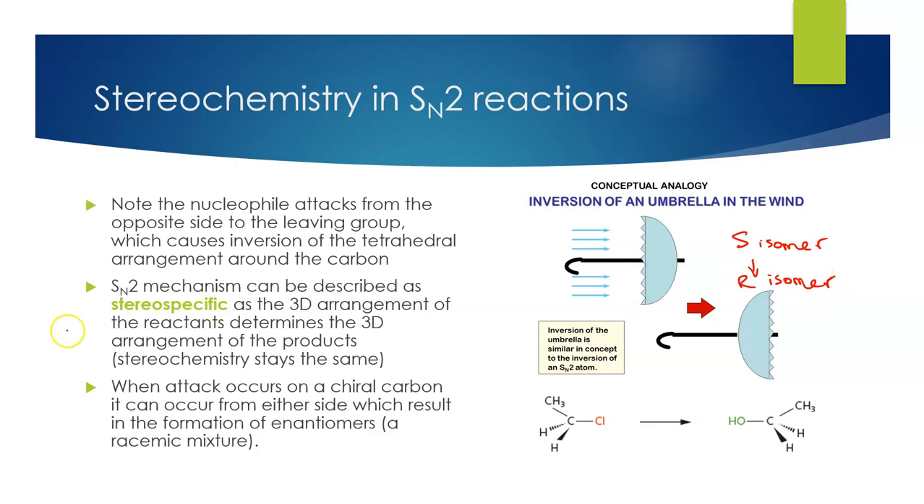The term stereospecific with these reactions means that we will always only get one isomer being formed. So we will always have inversion of the stereochemistry, but it can only ever produce one isomer. So if I start with S, I get R. If I start with R, I get S. We get that inversion around the stereocenter, and we will only ever get one isomer, so it's stereospecific. So that is when it occurs at a chiral carbon. When we don't have a chiral carbon, of course, we don't have enantiomers, so we don't need to worry about the stereochemistry.